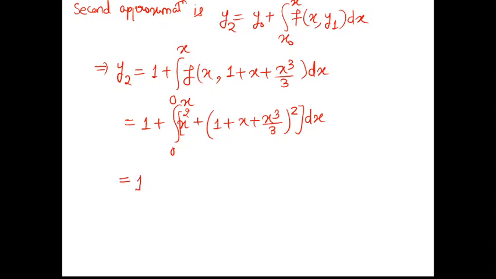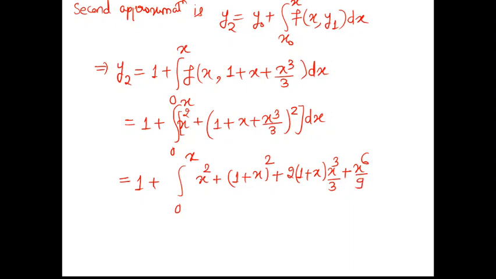Now let's first simplify and then we will integrate. So it is integral from 0 to x, this as it is. Let's expand this. After expansion, just use the formula a plus b whole square. So we have 1 plus x whole square, I am taking this as one function, and plus 2 into 1 plus x into x cube by 3. So 2ab plus b square, that is x to the power 6 by 9. This is what we have.